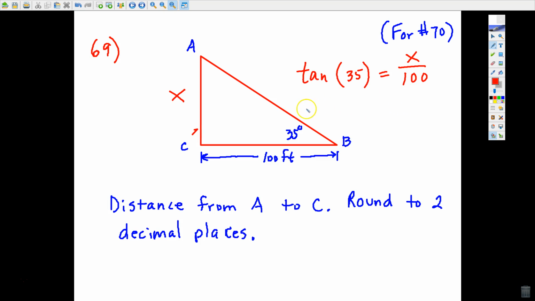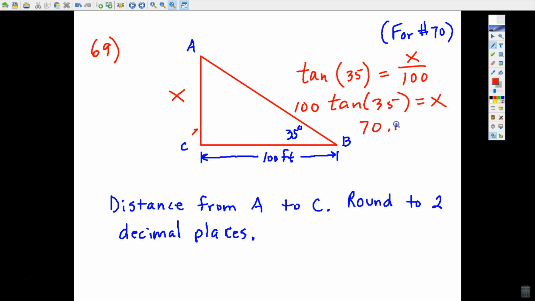So the easy way to do this, solving for x, is just to type this into your calculator. We're going to be multiplying by 100 on both sides. So we can do 100, tan, 35, and the calculator will give us that answer rounded to, let's round these also to 2 decimal places.